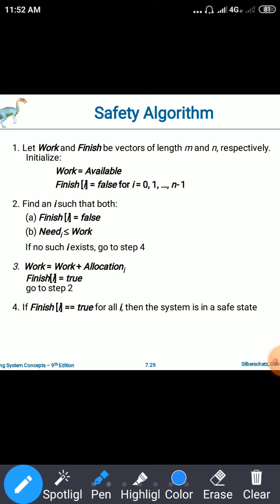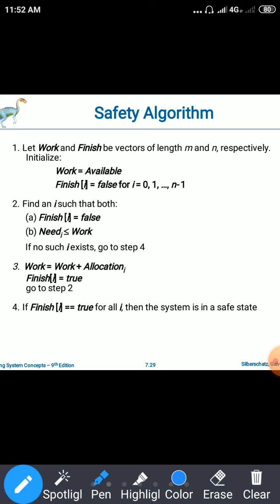Then the resources will be allocated to that process and the process completes its execution. After completing its execution, it releases the resources, that is, Work = Work + Allocation. So we take back the resources, then once again that becomes the available resources, and Finish[i] is set to true. Set to true means that the process has completed its execution. Understood? So if those two conditions are true, then we'll select one more process.